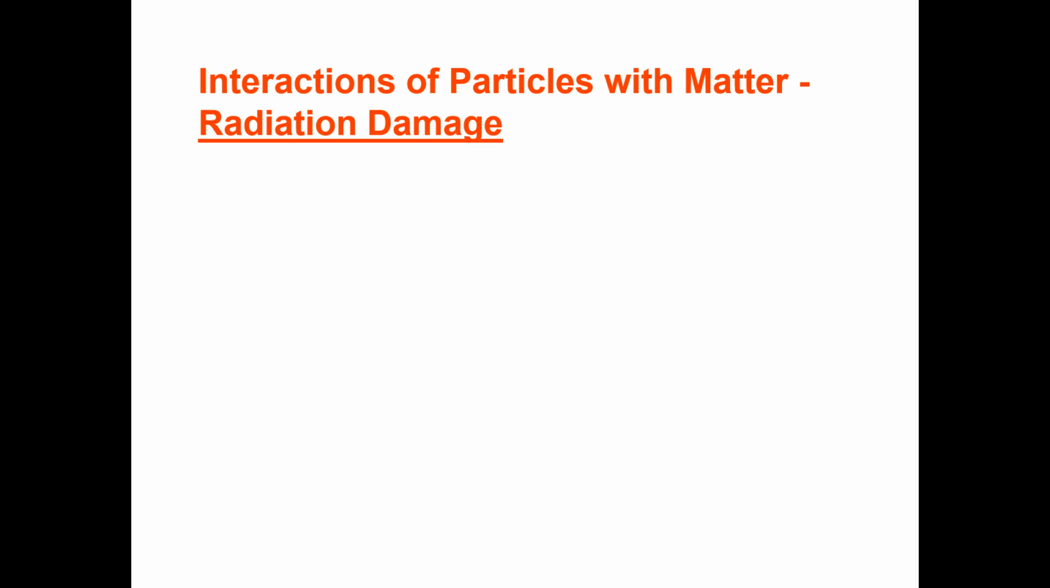Interaction of particle with matter. During the interaction of the particle with the matter, we can also have radiation damage. That is, a particle can have a lasting effect on the detector material. For example, if we have a detector with which we want to detect the particles, remember that the detector material can also be affected by the interaction of the particle. In some cases, the detector material can be damaged by the interaction of the particle.